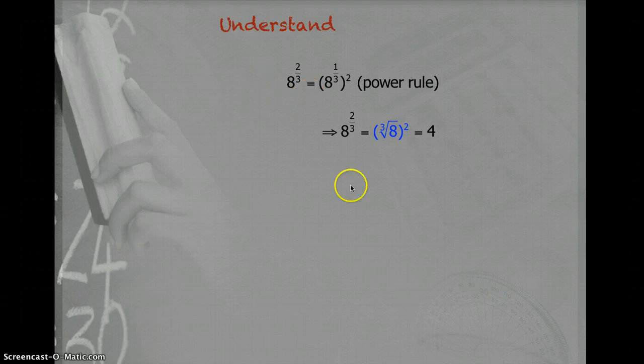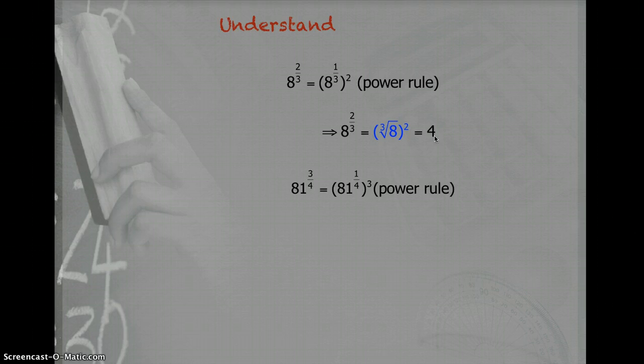So 8 to 1/3 is the same as the cube root of 8, and then you just write the exponent or the index outside, which is equal to 4. The cube root of 8 is 2, then 2 raised to the second power is 4.